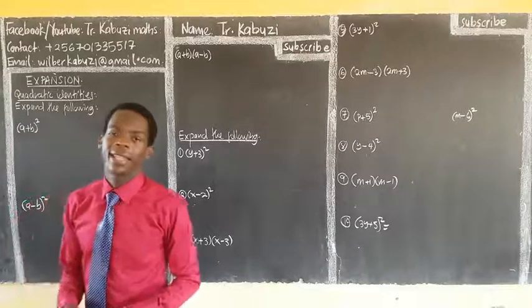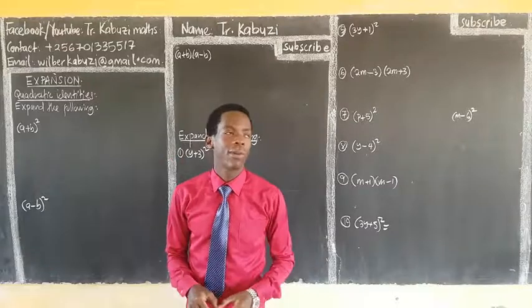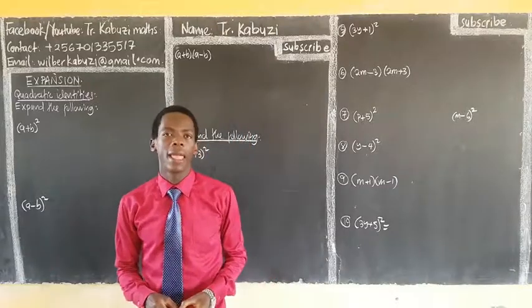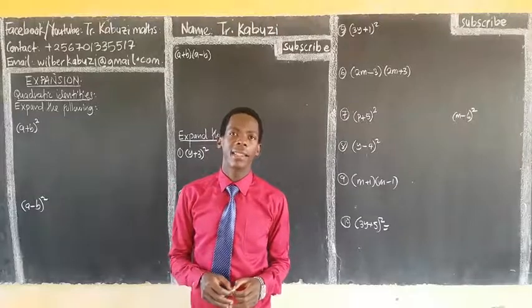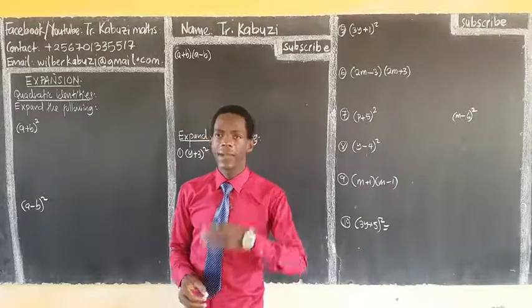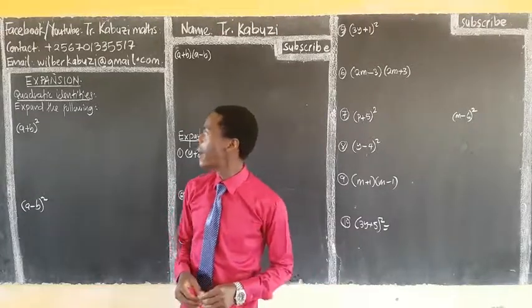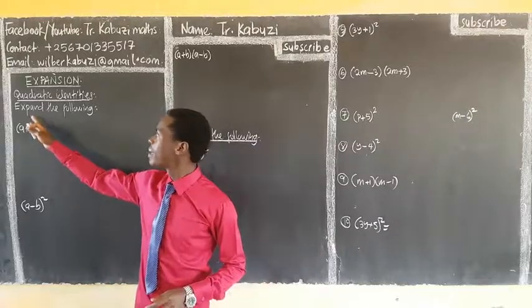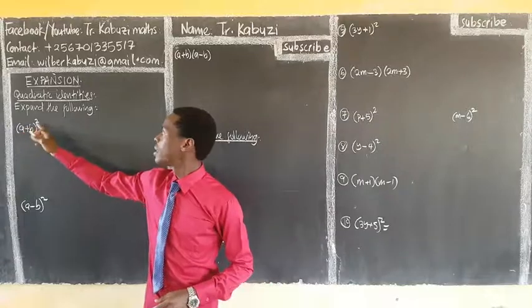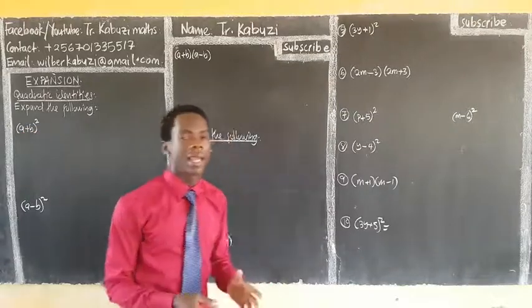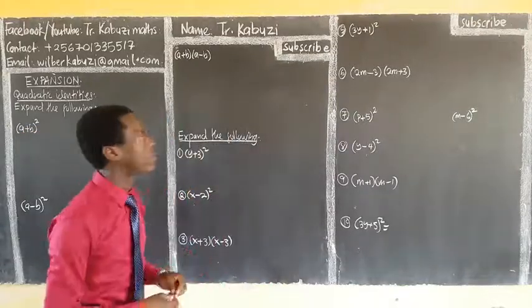Quadratic identities is a subtopic we are going to handle now. Quadratic is a term which has a highest power of 2, and we shall see that later. Okay, let us expand these ones. Remember, what we are going to use is that the whole of this has the square on it. We have seen how to expand through brackets.